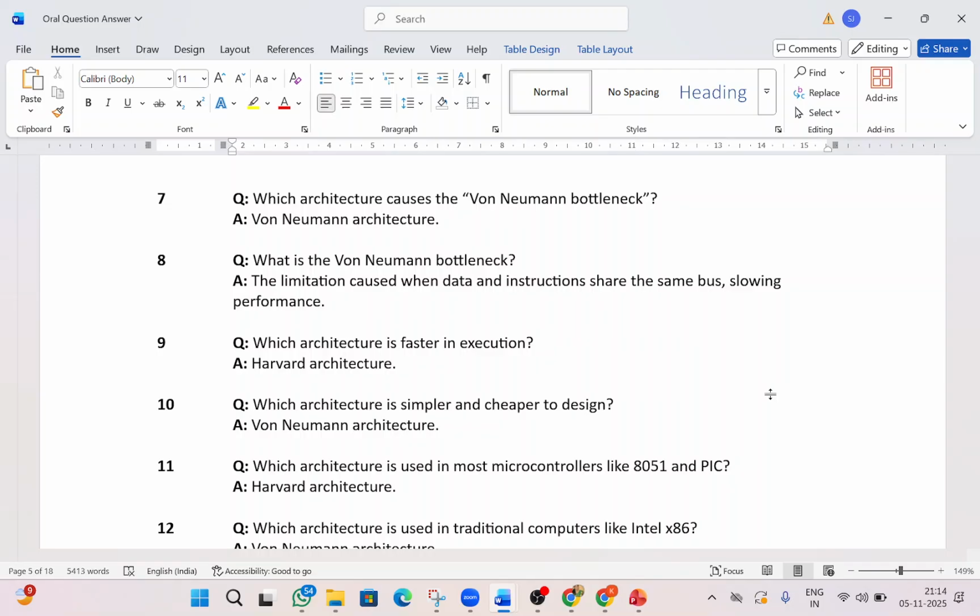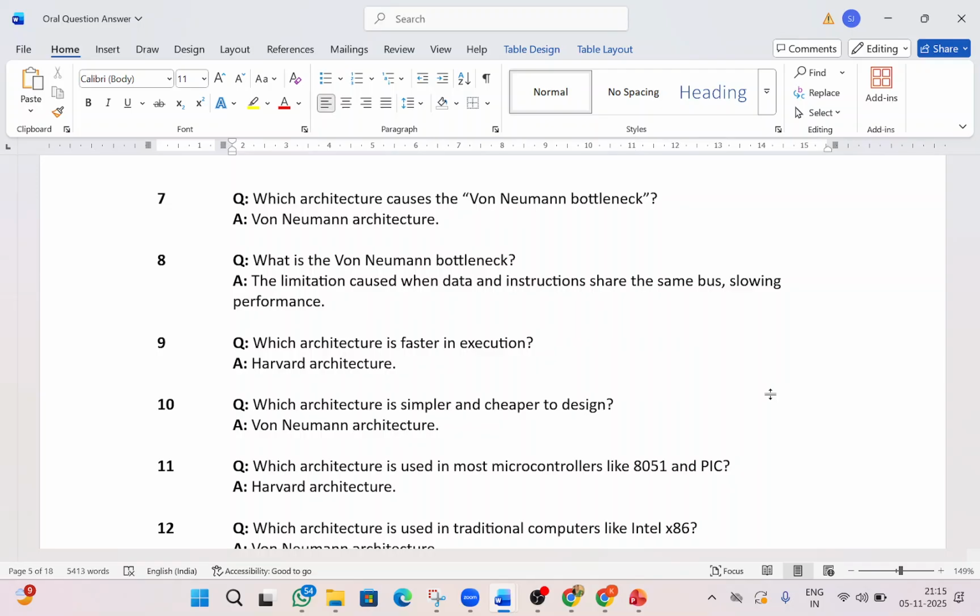Question number 9. Which architecture is faster in execution? It is the Harvard architecture, because here we are using separate memory for the data and instruction, so it can fetch the instructions and read or write the data simultaneously, so the execution is very fast.